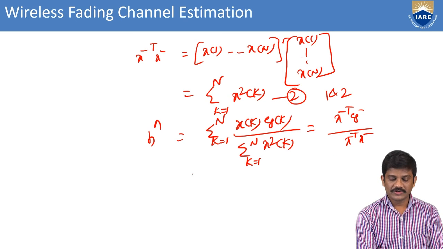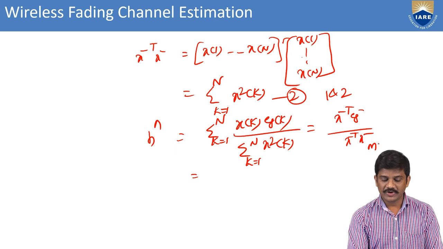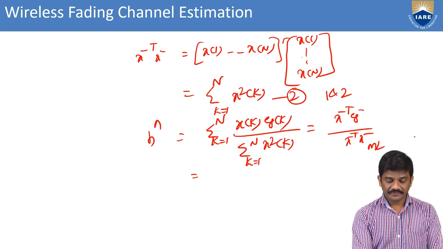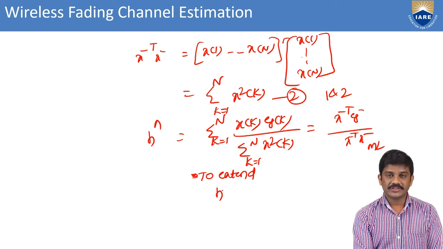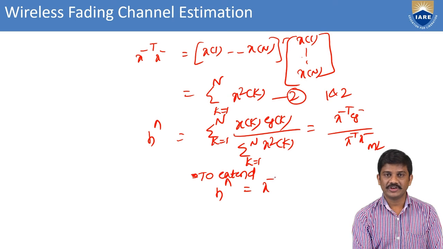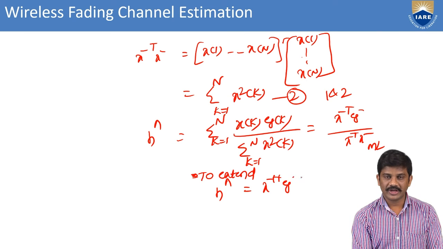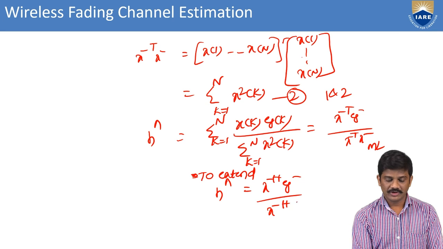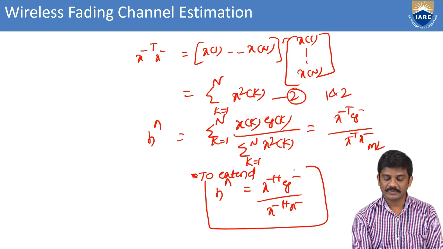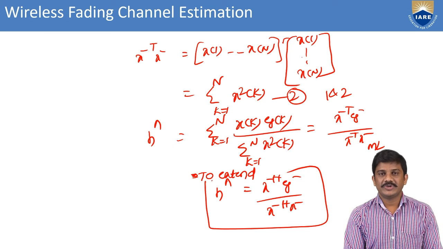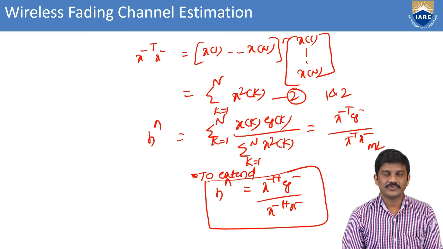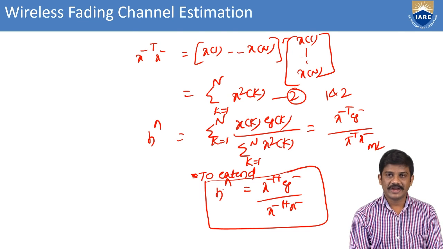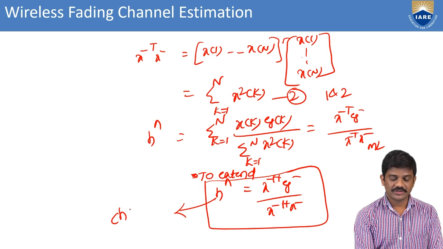Also, we can take the maximum likelihood estimation of the channel estimation. For the complex case, we have h hat equal to x Hermitian y bar by x Hermitian x bar. This is the maximum likelihood estimation in terms of the transmitted and received symbols. This is our required equation for wireless fading channel estimation. This is the h hat, our channel estimation.